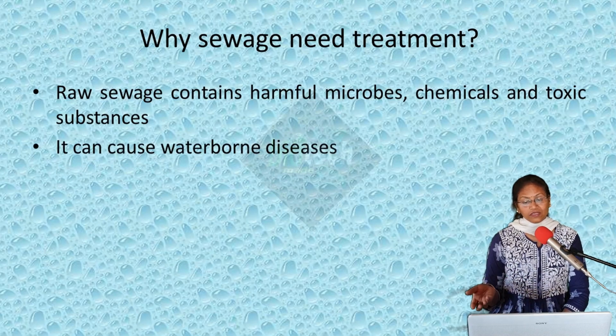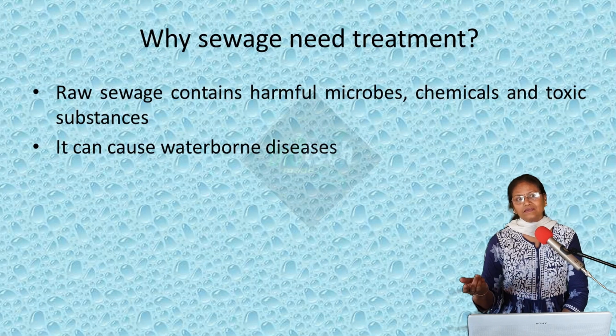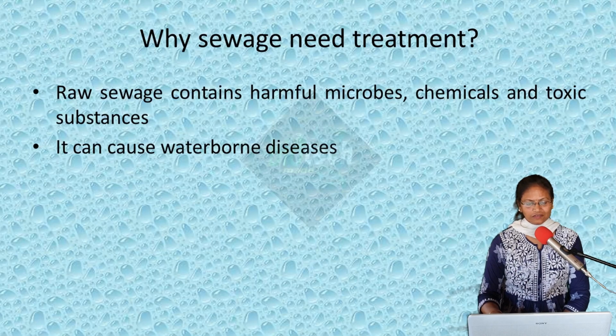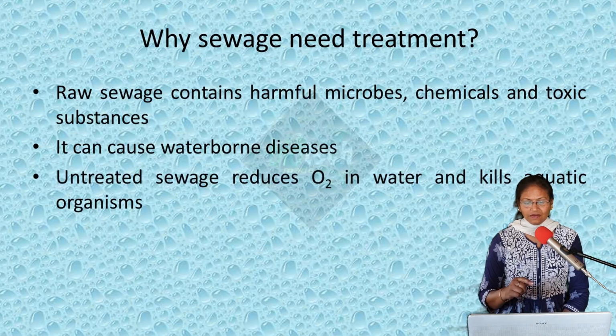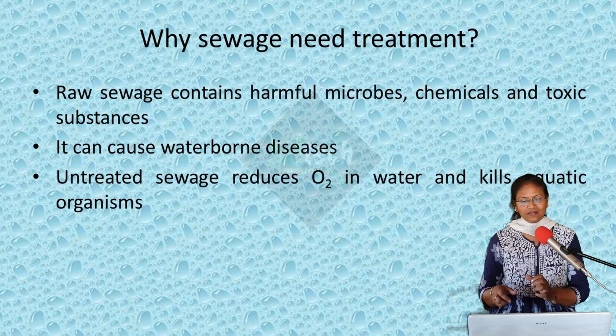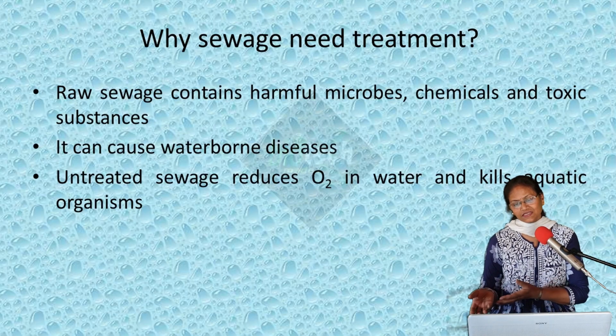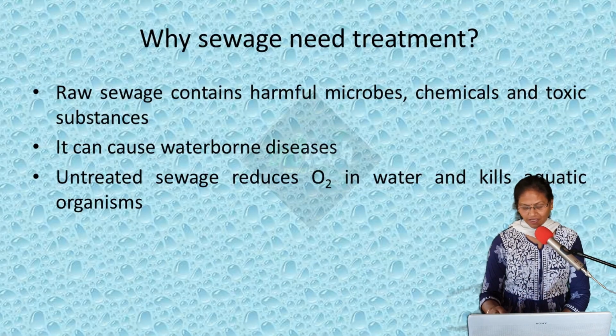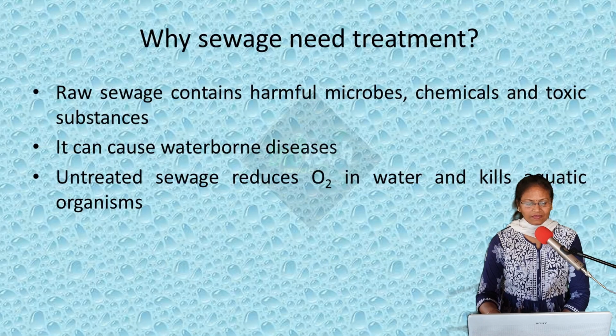So it can cause waterborne diseases. That is one thing, like diarrhea and jaundice. There are many waterborne diseases which occur because of unclean water. Then untreated sewage reduces oxygen in water, and this may also kill aquatic organisms. It may have a harmful effect on the aquatic organisms.